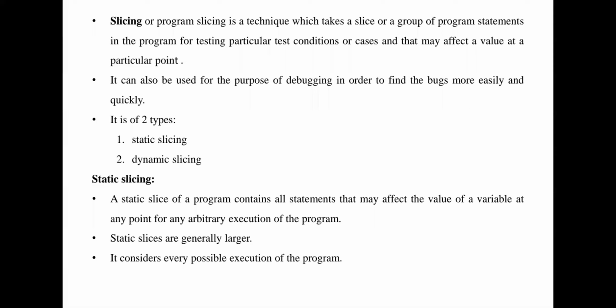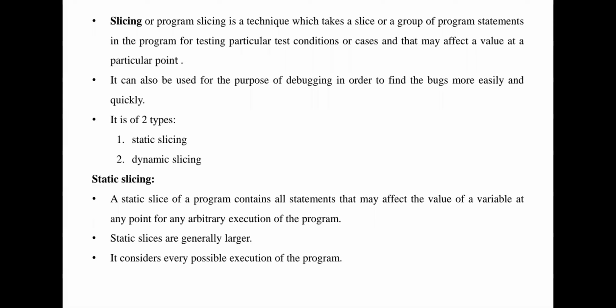So whenever you are compiling a program, the effect will start there. That is called static slicing. When you perform static slicing of a program, it contains all the statements taken for slicing that may affect the values of a variable at any point of any arbitrary execution of the program, before going to the program execution. It affects all variable values. So generally static slices are large because they affect all variables.